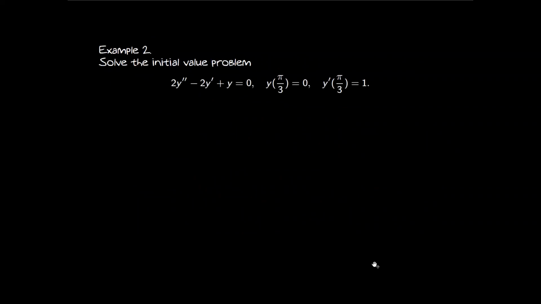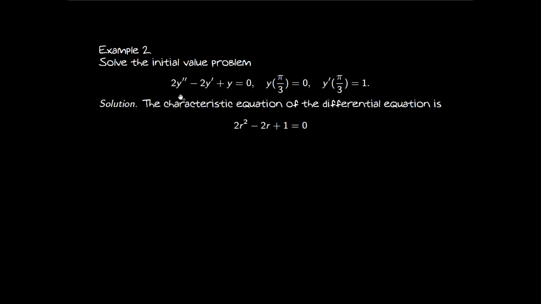Example 2. Again, we have an initial value problem, but this time the initial conditions are given at pi/3. It's no longer at 0. So we're going to see how to handle this case. Well, first of all, let's solve this equation.